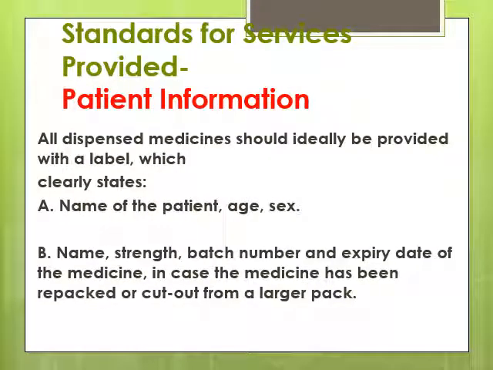What about patient information? All dispensed medicines should ideally be provided with a label which clearly states the name of the patient, age and sex, name, strength, batch number and expiry date of the medicine in case the medicine has been repacked or cut out from a larger bag. This is the basic information to be provided in the label.